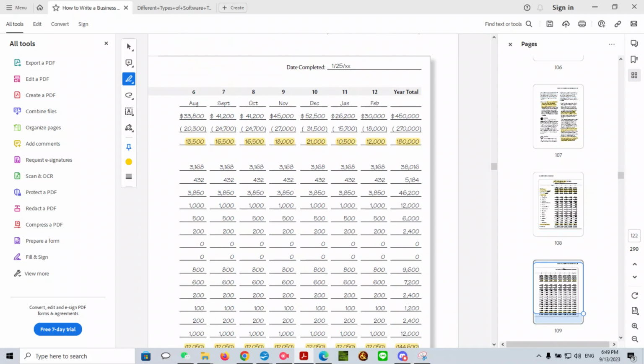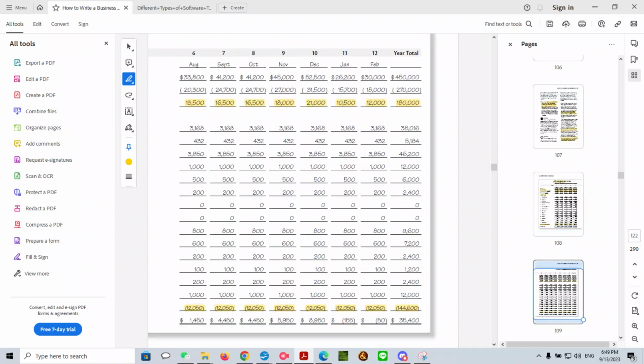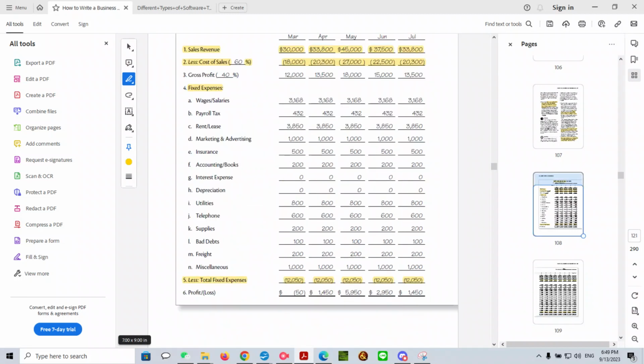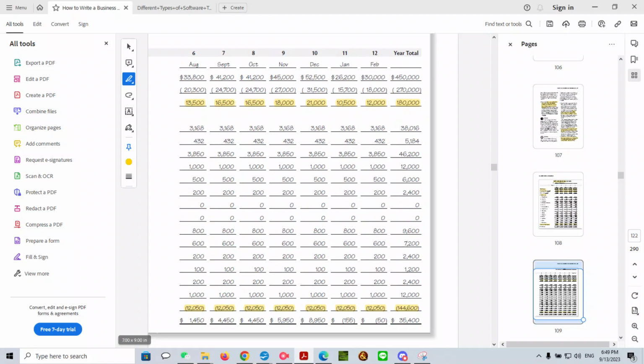We add up all the totals from the profit or loss for all 12 months, and we get the total profit or loss. That's the year total. You add up all of those.